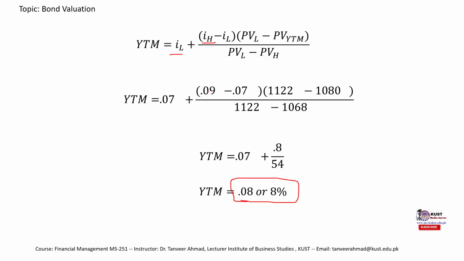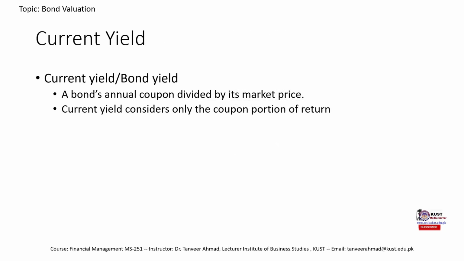But the issue with interpolation is that it would give us an estimated value of YTM. So it isn't the exact value. It would depend on how far apart, or what is the range between our IH and IL. The higher the range, the lower would be the accuracy of the estimate. The lower the range, the higher would be the accuracy of the estimate, but it is an estimate. So we have used interpolation, we have used trial and error method. We are left with current yield.